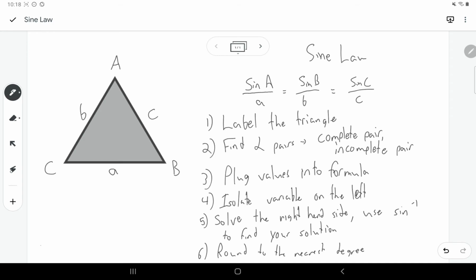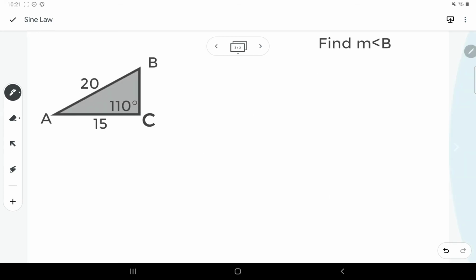Okay, so if a question says to round to a different place, round to that place. If it doesn't say anything, round to the nearest whole degree. Okay, so those are our steps. Let's take a look at how we actually use them.